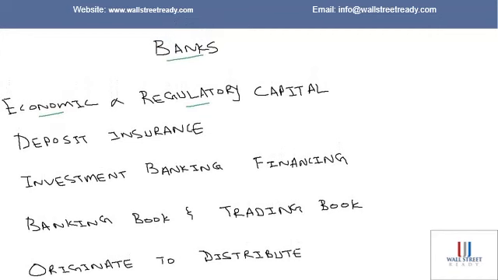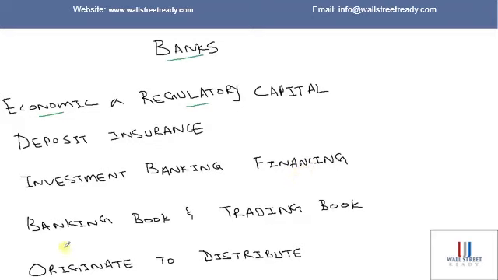Now, economic and regulatory capital, then you have something called deposit insurance. As you can guess, deposit insurance basically talks about how the depositors are covered. There's an insurance that covers the depositors. And also it talks about the various financing opportunities an investment bank has, so investment banking financing function. So basically part of the investment bank function, an investment bank can organize financing for corporates and how that works and what are the various types of financing, etc.